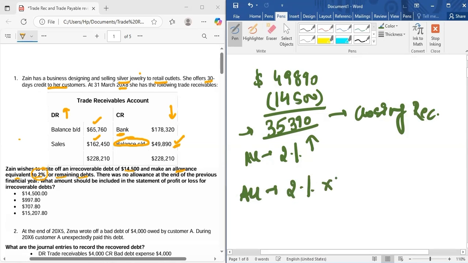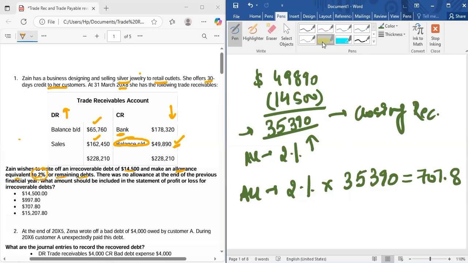So my allowance would be 2% of 35,390. Okay, so this would come out to be 707.8. So see, let me highlight it for you. These are my bad debts, 14,500, and this is my allowance.